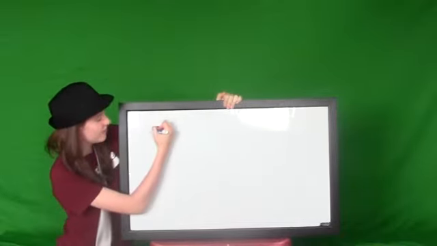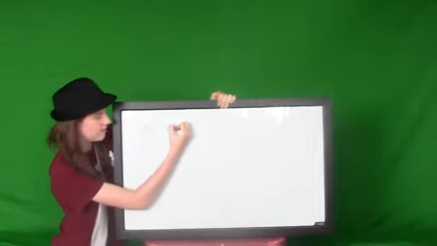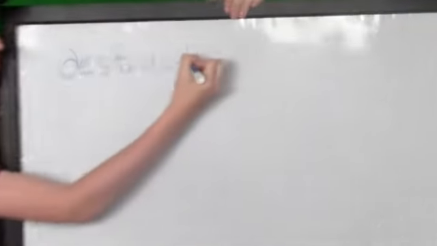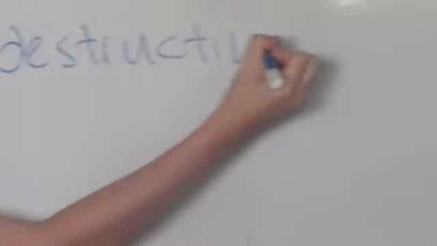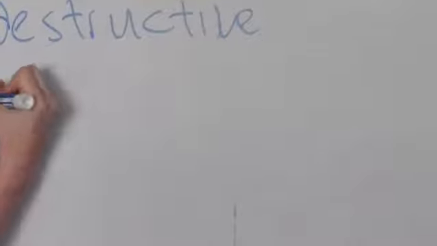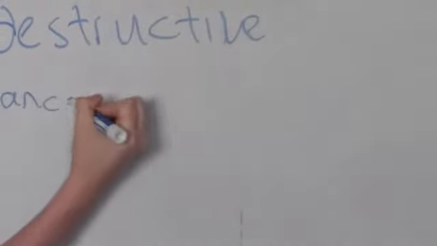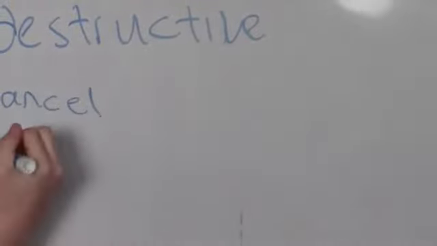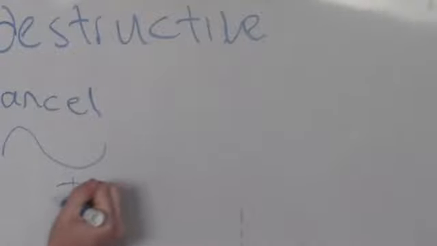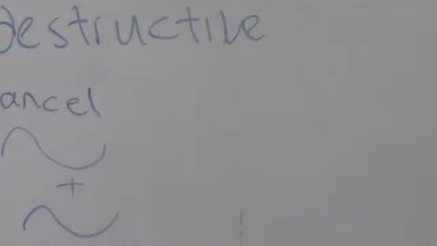First, destructive waves. There are two types of destructive waves, and the first we'll talk about is the destructive waves that cancel each other out. This is when two equal waves combine to create a 180 out of phase line, which looks like this.